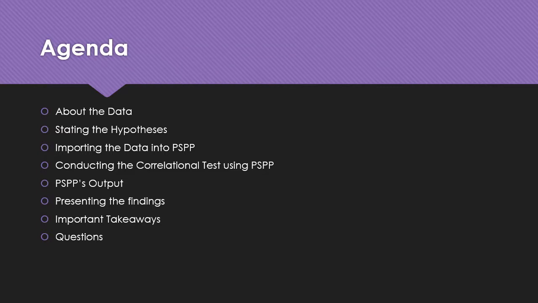First, we're going to go over the agenda. We're going to start our discussions looking at the data. Then after reviewing the data, we're going to state our hypothesis. We're going to go over how we import the data into PSPP. We're going to conduct the correlational test using PSPP. Then we're going to review the output of PSPP and present our findings. We're going to then discuss the main takeaways, and then we go into any questions.